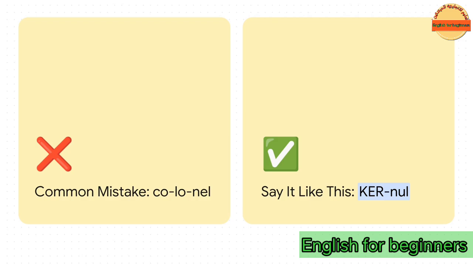How on earth does that happen? Well, that first L just disappears, the O sound turns into an er sound, and somehow that second L decides it wants to be an R. It's a total rule breaker. But once you lock it in your brain, kernel, you'll never forget it.